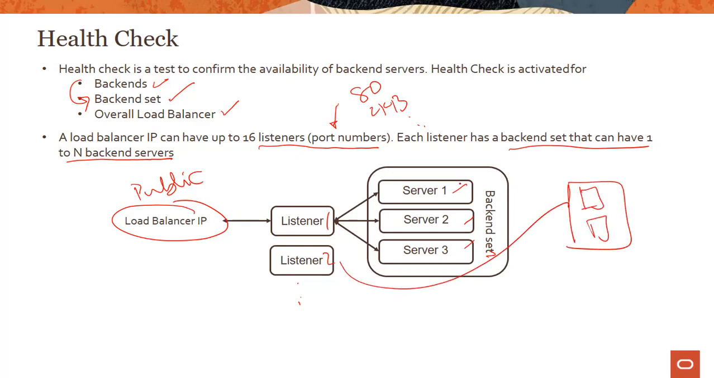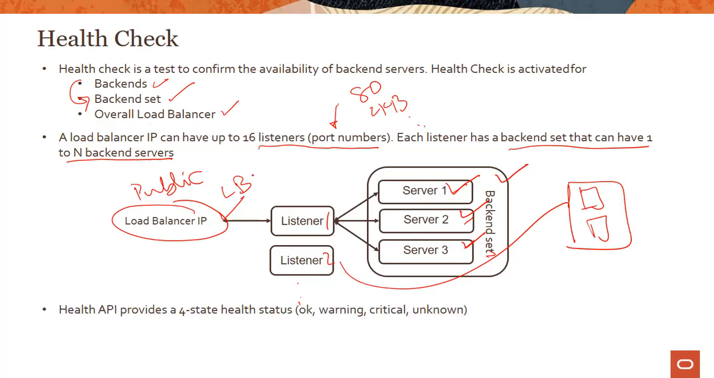So your health check is available here, here, here. It's also available at the backend set level, and then it's also available at the overall load balancer level. So you have these different levels. You can check if any of these checks are failing, and then you can troubleshoot and figure out why they are failing, right? The Health API, which is behind the health check, provides a 4-state health status.